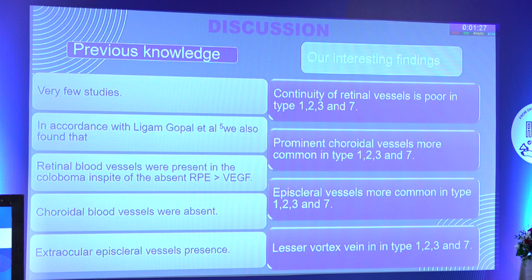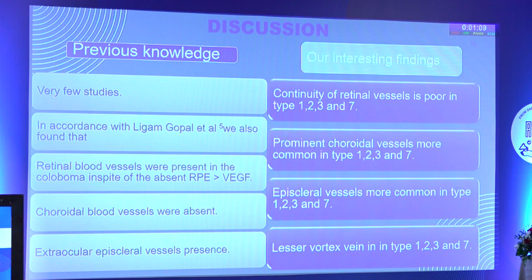Our interesting finding is that types 1, 2, 3 and 7 have prominent choroidal vessels. The continuity is poor in these types. The deep episcleral vessels are more commonly seen, and overall the vortex veins seen in these patients are lesser in number, probably because the choroidal vasculature is less, hence the drainage is lesser, hence they become atrophic or get collapsed.